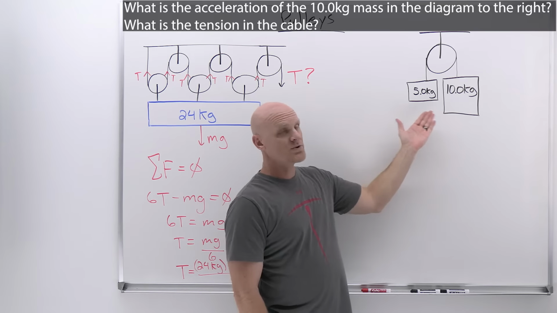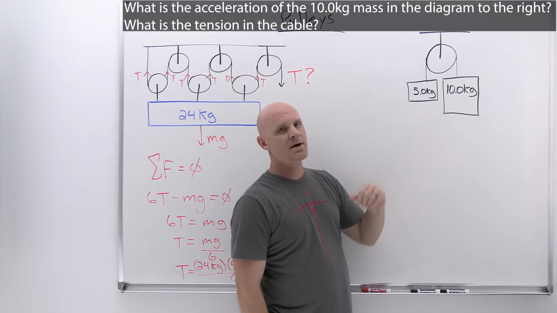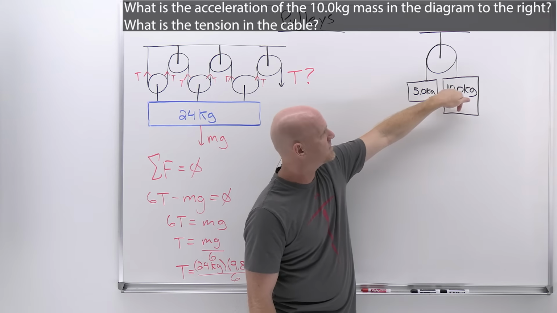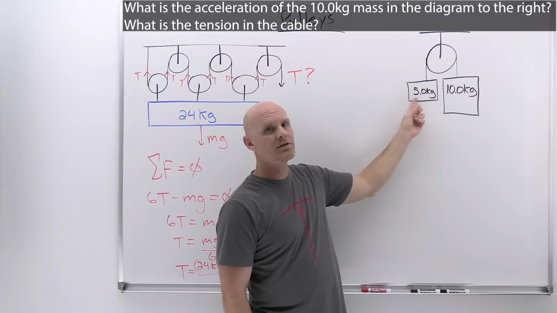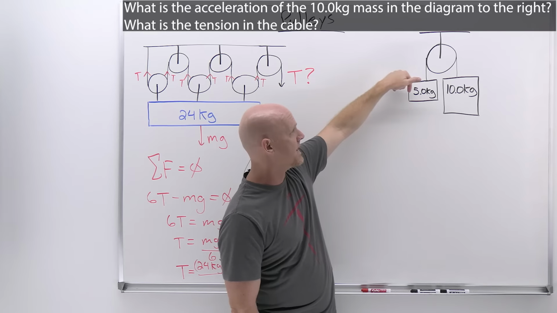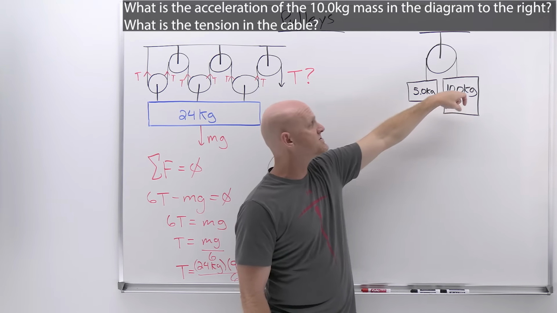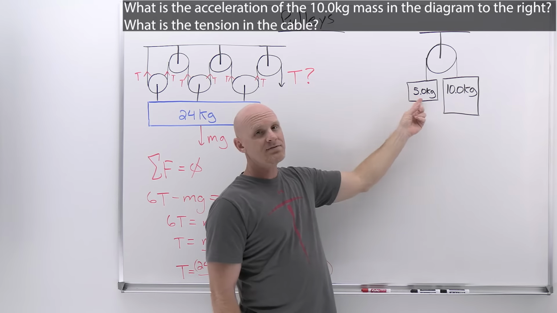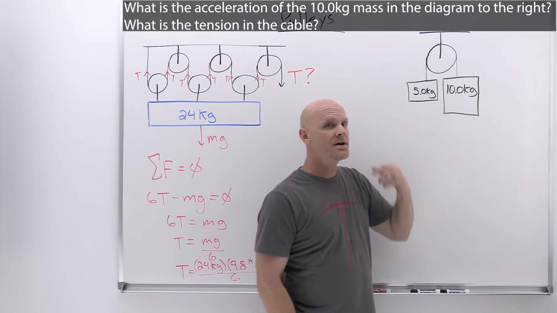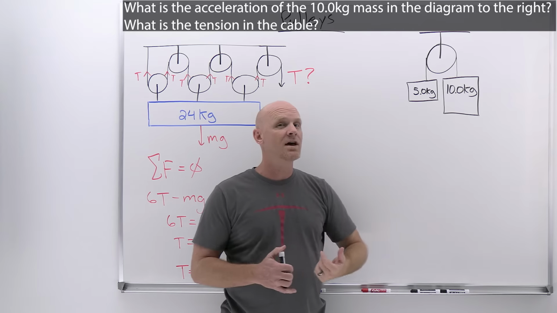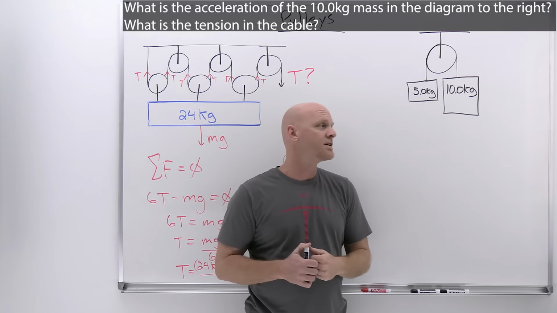Now, in this case, we can deduce that the 10 kilogram mass is heavier, so it's going to win. It's going to pull down this way, overcoming the weight of the 5 kilogram mass, which is going to pull down the opposite way. And so we know that for the 10 kilogram mass, the acceleration is going to be downward. For the 5 kilogram mass, it's going to be upward, but the magnitude is going to be the same. Their motions are coupled together.